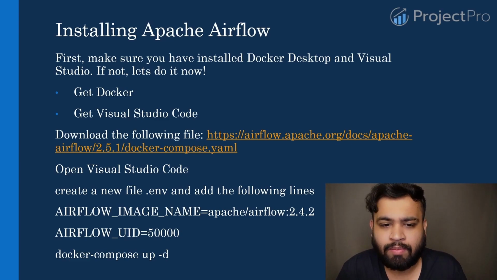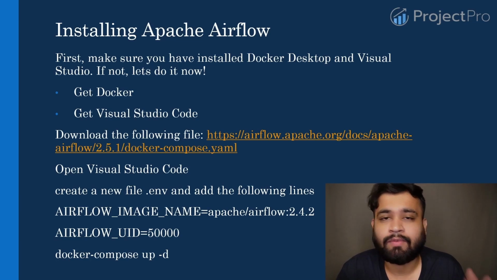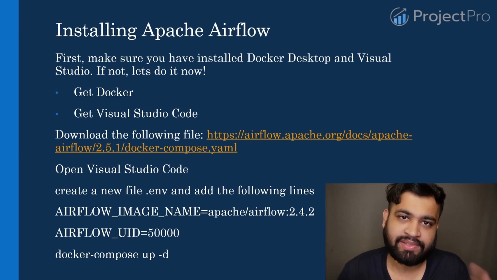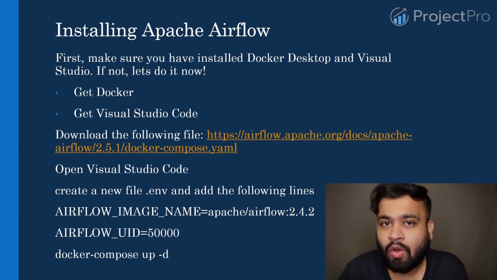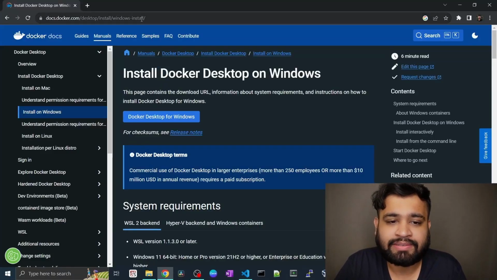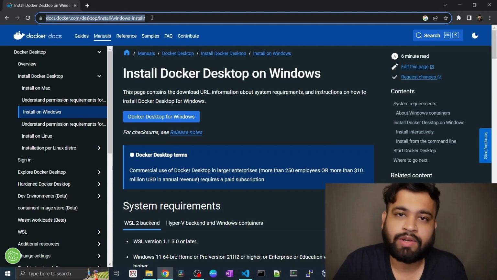Now let's talk about Docker. For Docker we need to get to one link for the Windows installation, and it is required for setting up our Apache Airflow. So those are the two prerequisites we need to cover before jumping in and starting our Apache Airflow service. Let's get started. As you can see, I will give this link in the description below so that you don't have to go through the hassle.